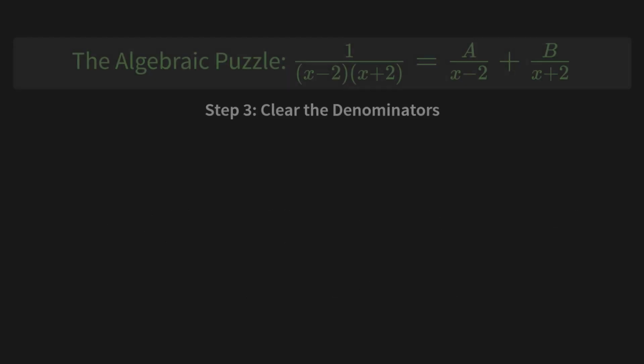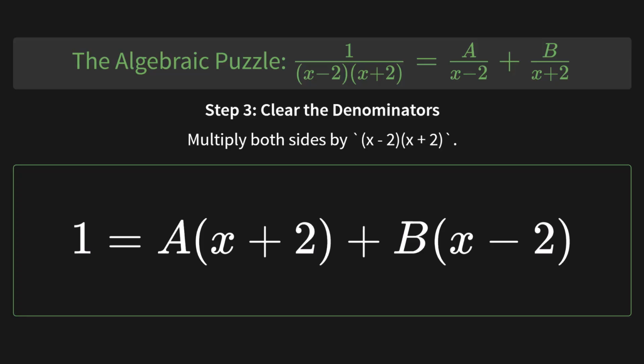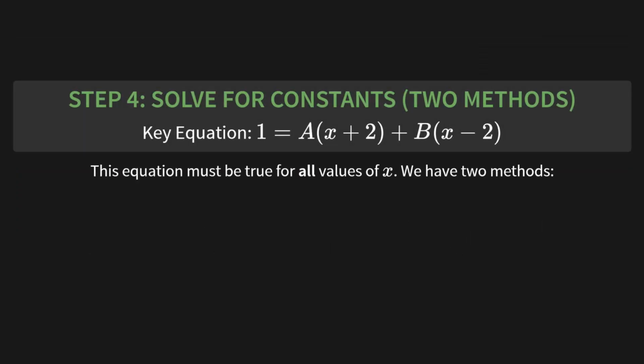Step 3. Clear the denominators. This is where we get rid of the fractions. Multiply both sides by that original denominator, (x minus 2) times (x plus 2). What are we left with? 1 equals a times (x plus 2) plus b times (x minus 2). This is our key equation. Step 4. Solve for the constants.